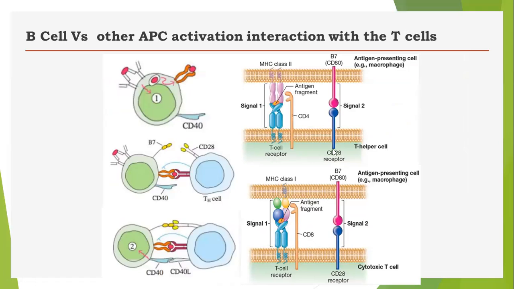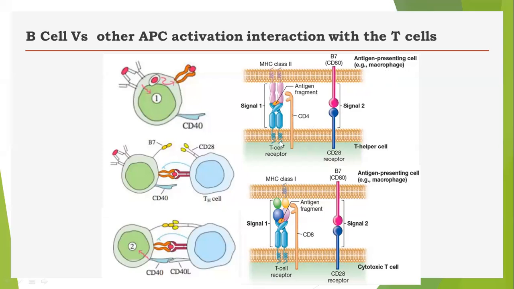Okay, looking at this slide now, having a look at the previous slide, I want us to have an appreciation of the key signaling differences between other APCs and the B cell, T cell. So on my left, I have the B cell and the T cell, and on my right, I have the T cell and an APC such as the macrophage.